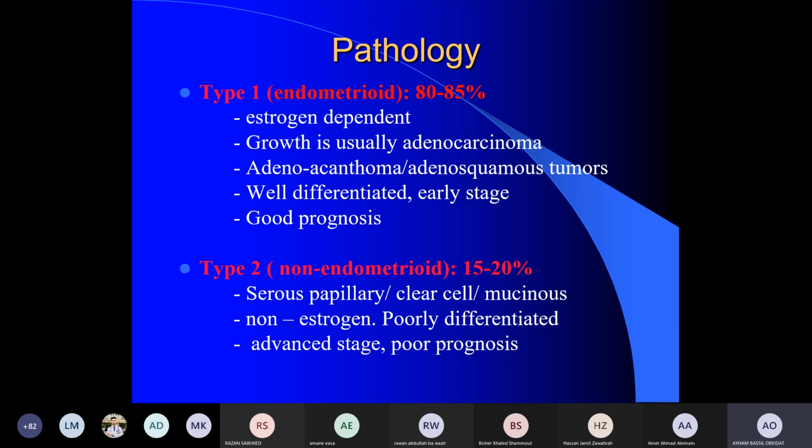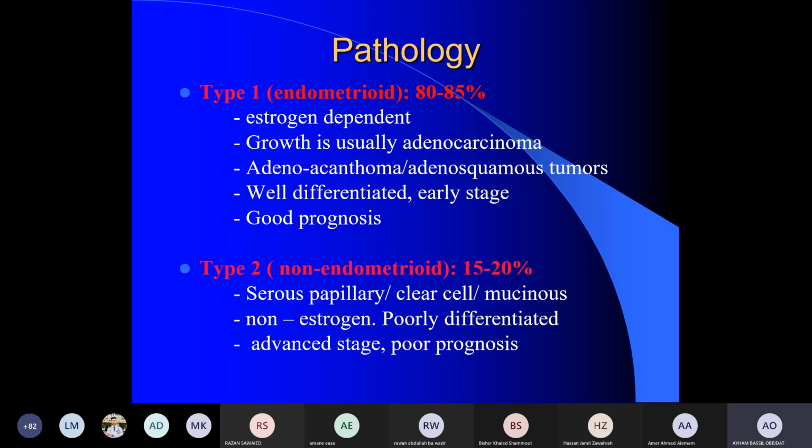Basically, there are two types of endometrial cancer, type 1 and type 2. The type 1 endometrial cancer, or they call it the endometrioid, is the commonest type. Now, this is an estrogen-dependent tumor. This is related to the estrogen. So, the patient will have high estrogen exposure, and she will develop the endometrial type. It's usually adenocarcinoma. The pathology is usually well-differentiated type, and it's diagnosed in the early stages, and therefore the prognosis is excellent.